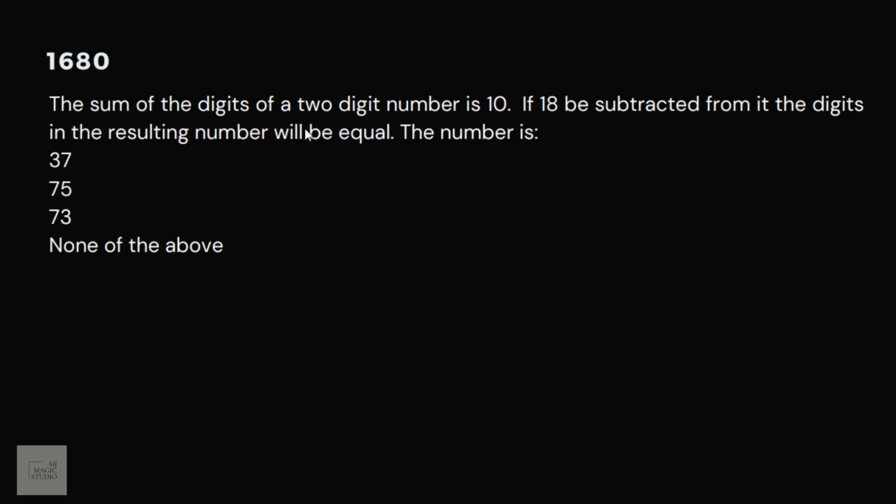The sum of the digits of a two-digit number is 10. That means let the two digits be A and B, then A plus B is 10.